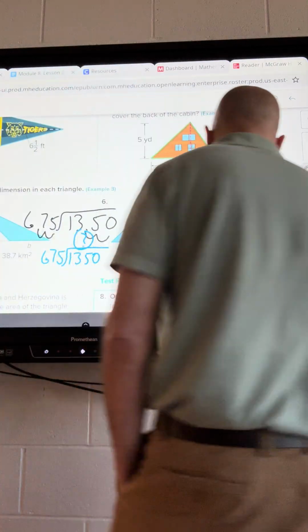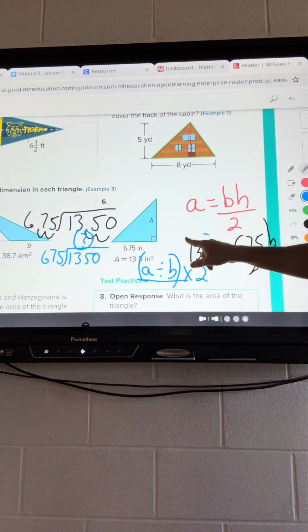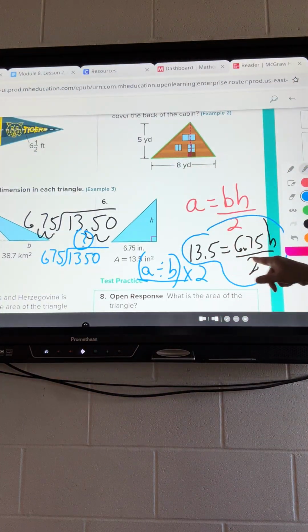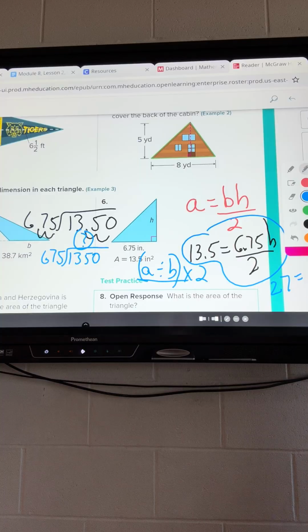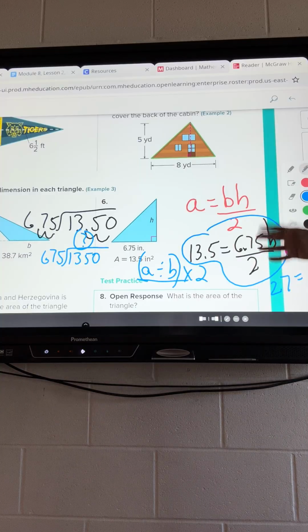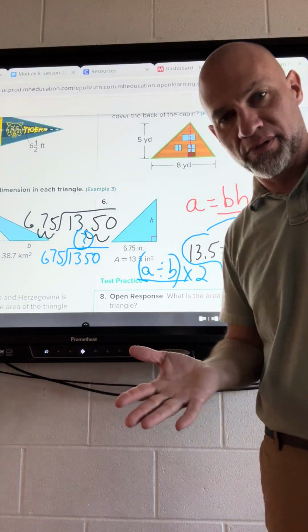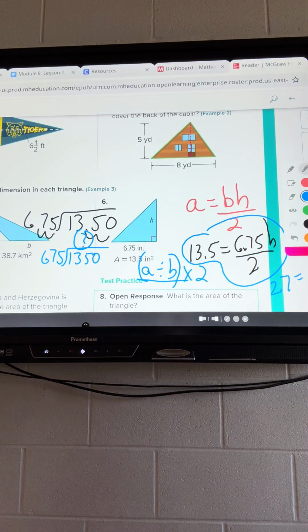Or you could try the way that we did in class. You could set it up this way. You would multiply both sides by 2, they'd cancel each other out, and then you'd have 27 over here, and you'd be dividing that by 6.75, okay? So whichever way you want to do it is fine, okay?